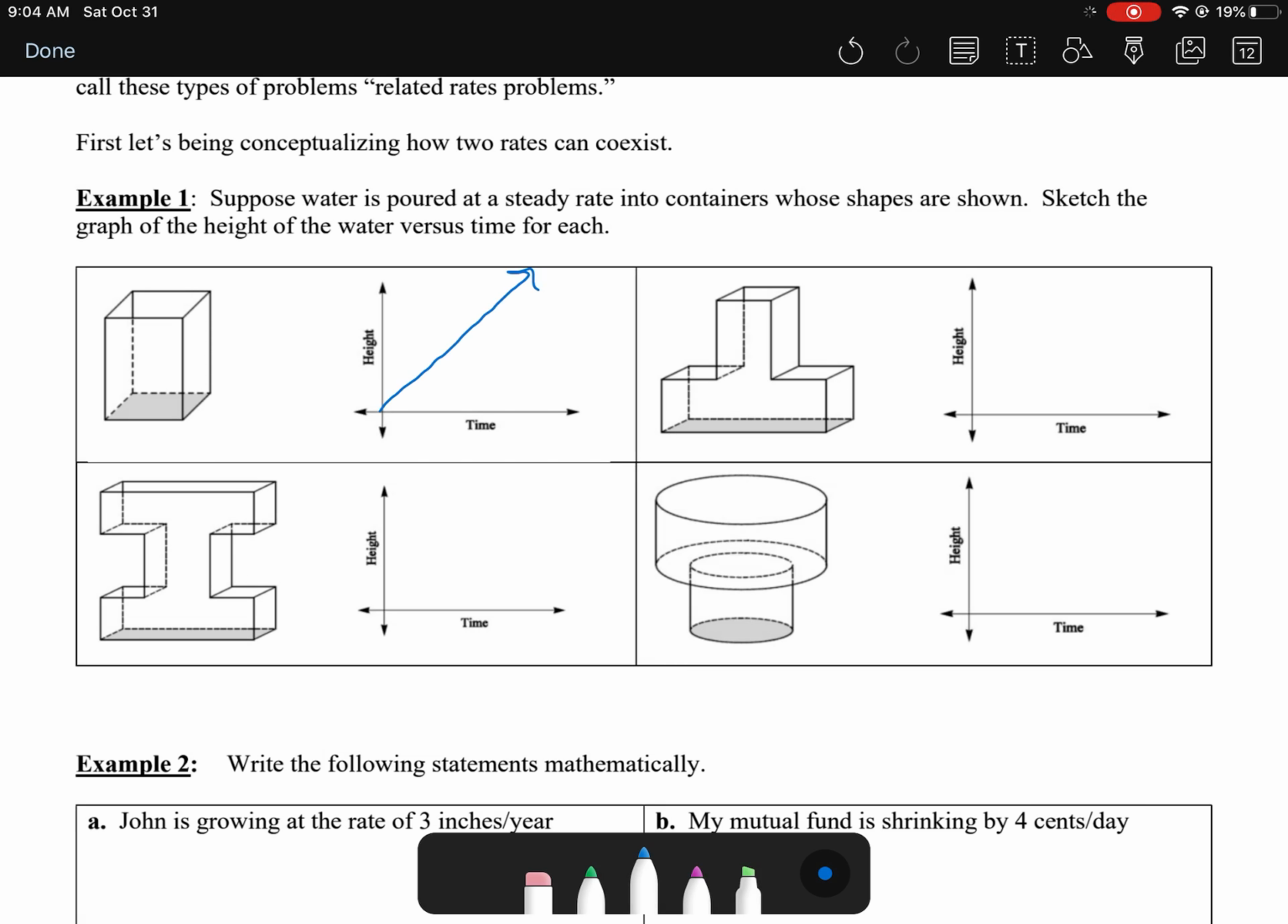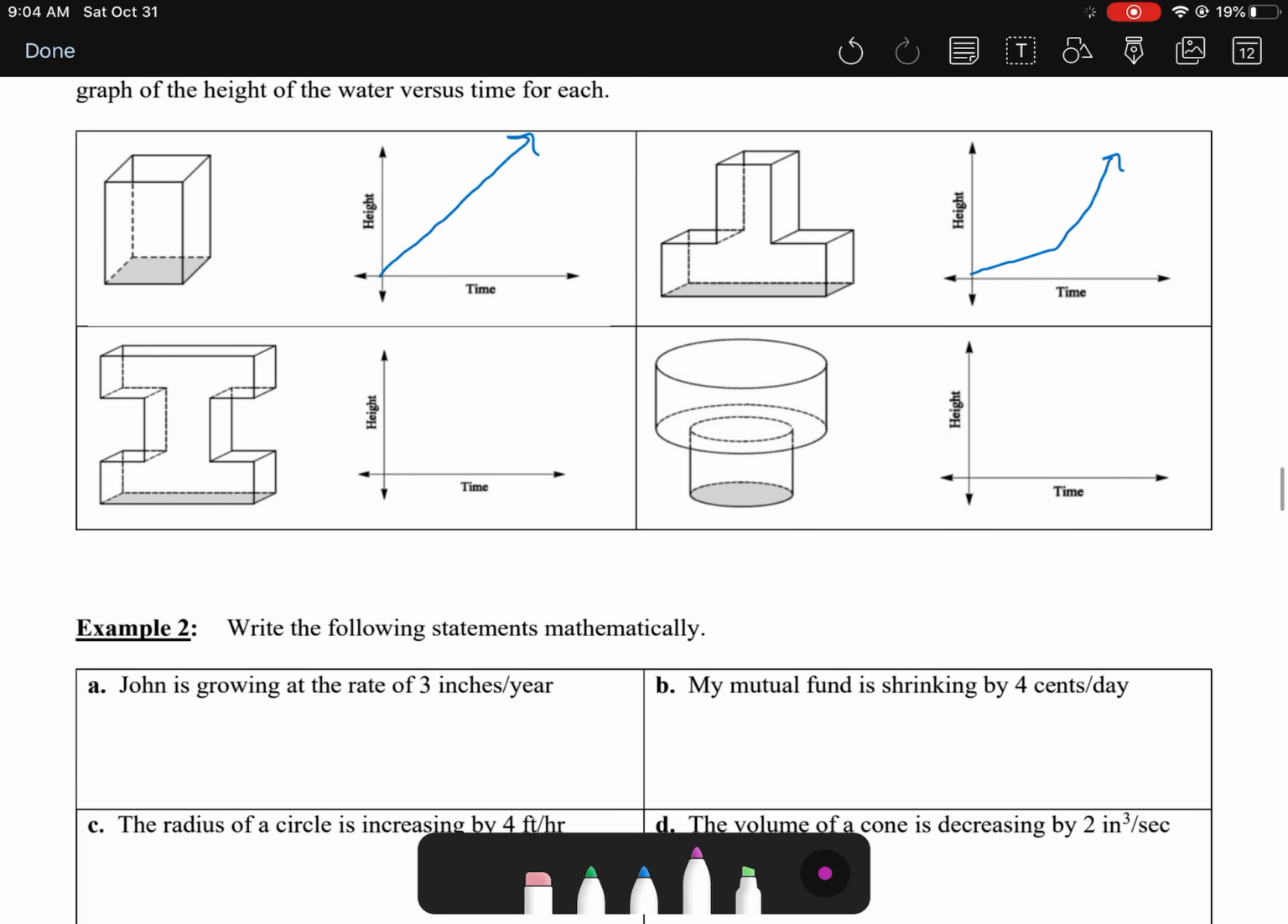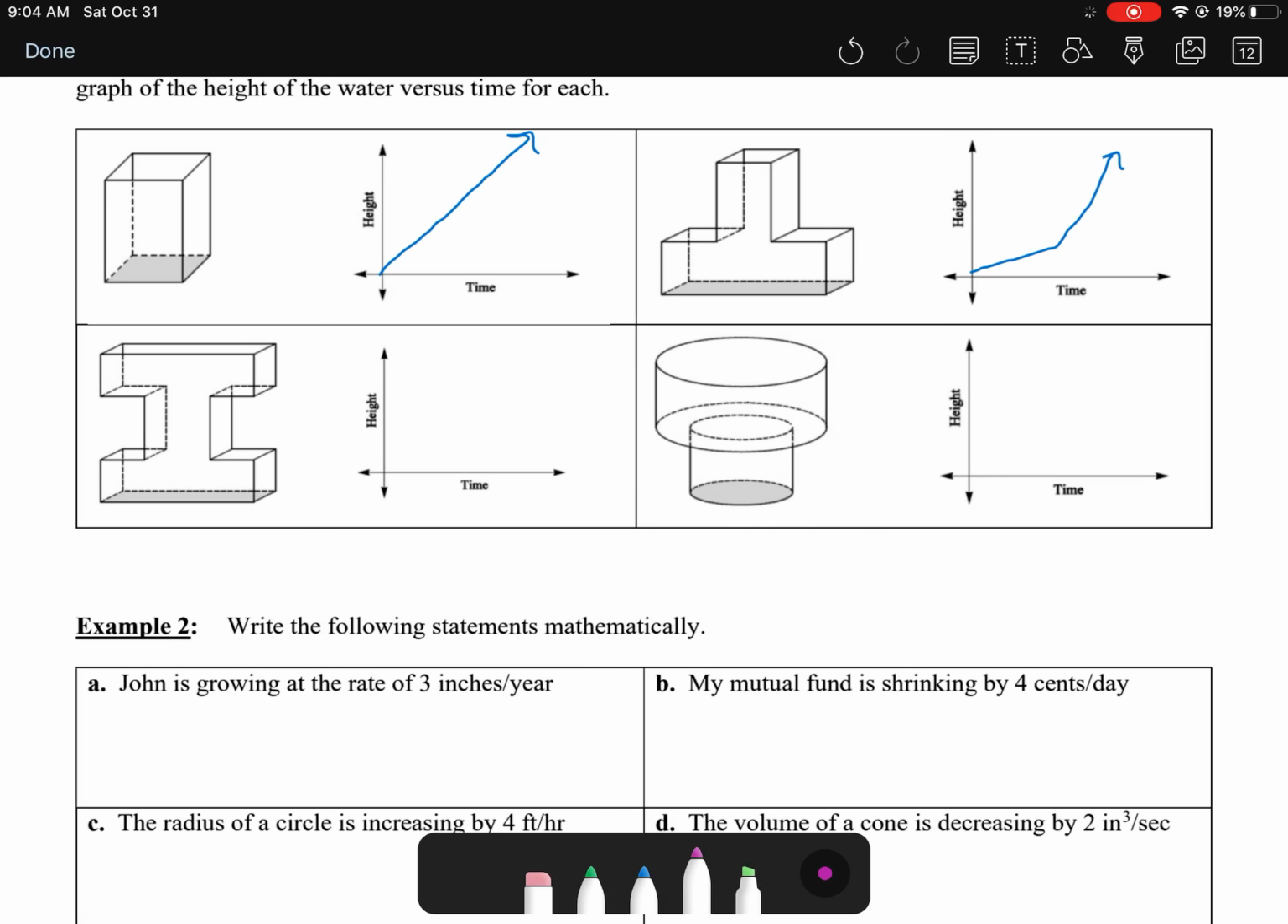Now, if I look at the next one, it looks like an upside down T. If you think about it, the water's going to pour in. So the height versus our time is going to be a little bit more shallow, and then it gets really narrow, so then it's going to go up like this. Again, these don't have to be perfect. These are really just guesstimating what you think it's going to look like. So if you're watching from home, go ahead and try the next two and see how you do on them.